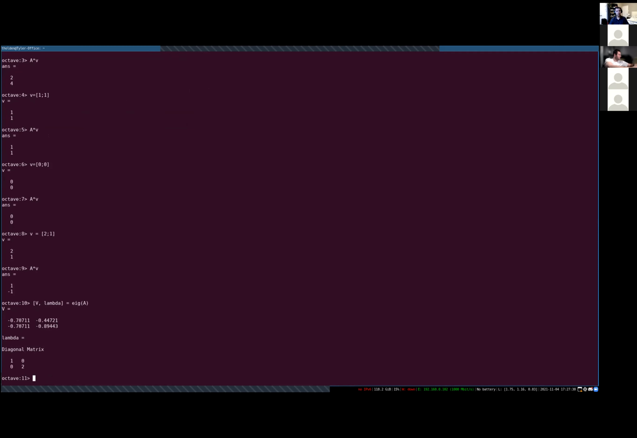And then, of course, you can cheat and you can just say, hey, Octave, what are the eigenvalues for this matrix using this command? And it will output a diagonal matrix. That diagonal matrix has the eigenvalues along the diagonal. So in this case, we can see that the eigenvalues are 1 and 2. And then it outputs these weird looking things. These are the correct answers. These are the answers we got.